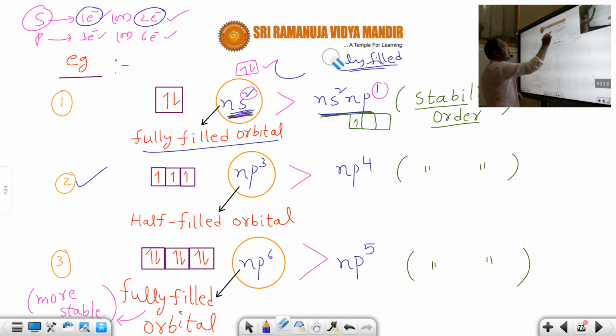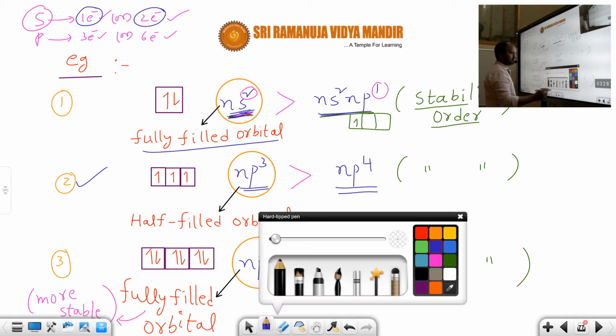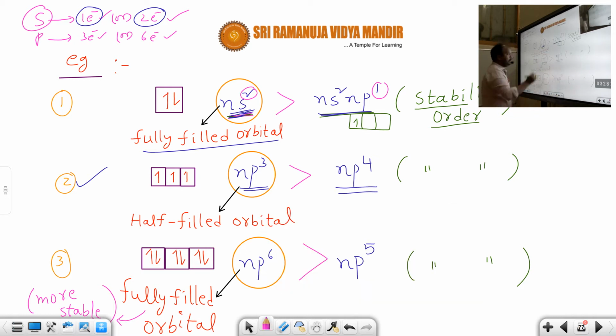Just a minute, I will wipe out this one. Okay. If you take the second example, this is np3, and this is np4. Here p contains how many electrons? 3 electrons. That means px, py, pz, like this. P has 3 electrons. Here p contains how many electrons? 4 electrons: 1, 2, 3, 4.